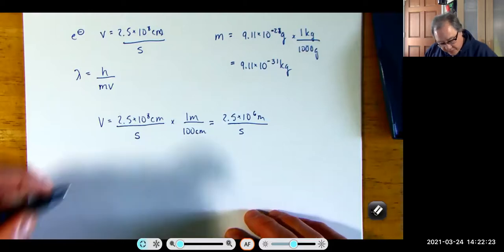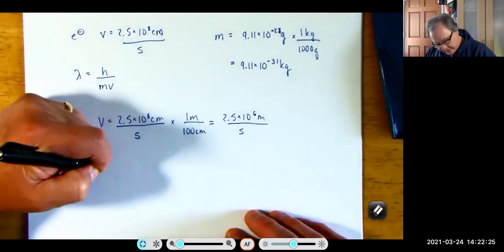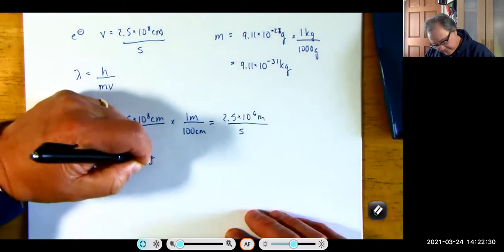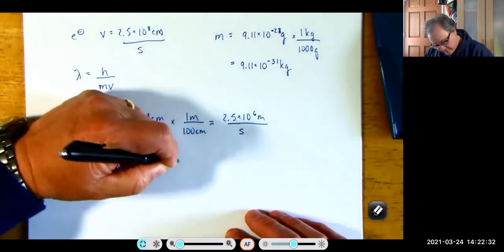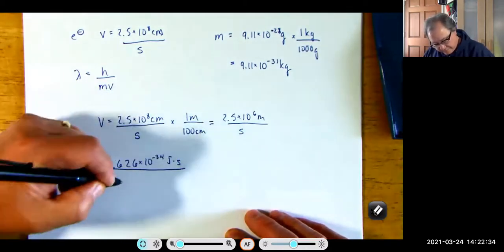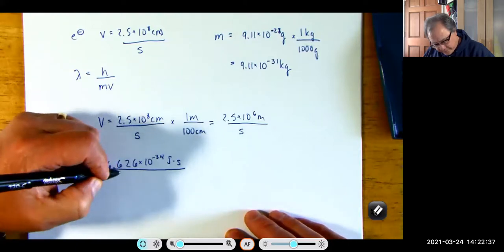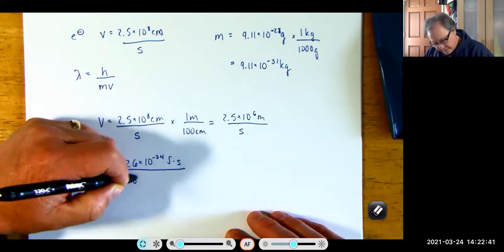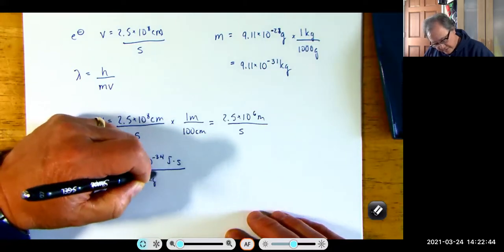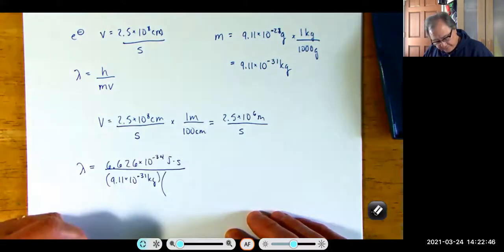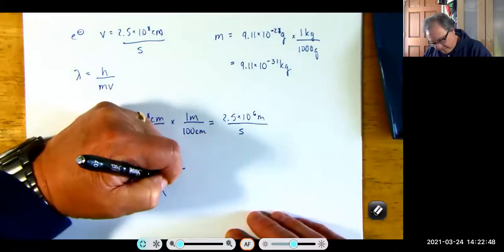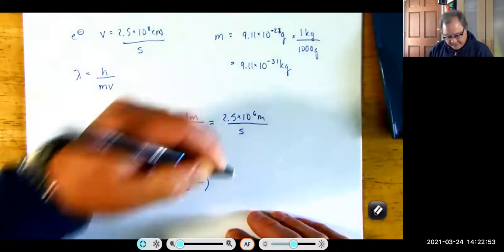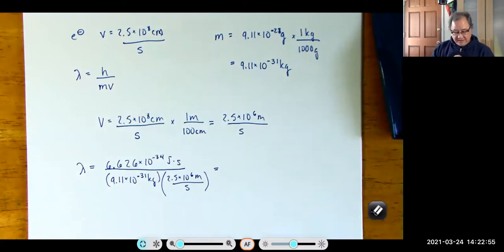So now we can put it all together and see what you get. Before you plug it into your calculator, I want you to try to make an estimate. Okay.